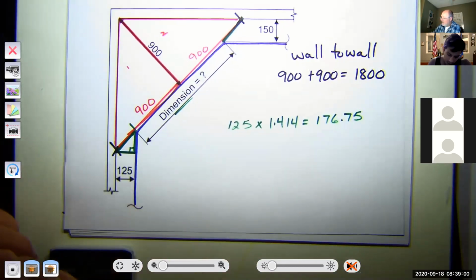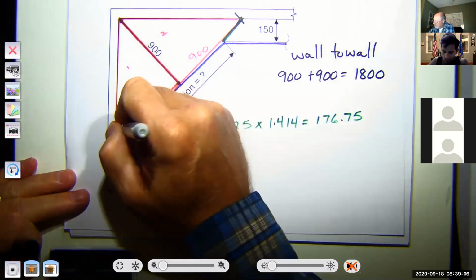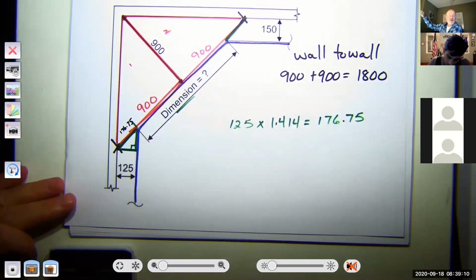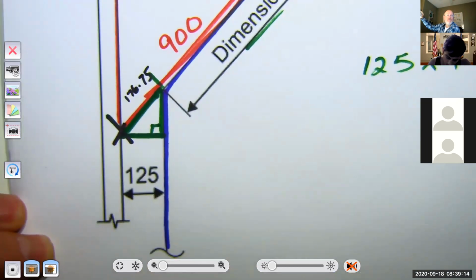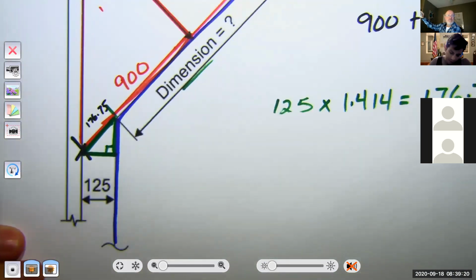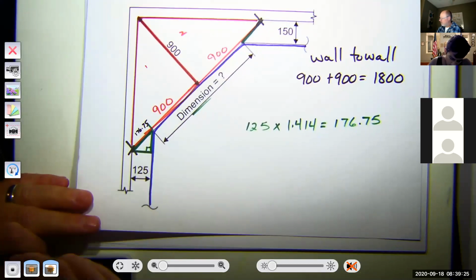So that means that this measurement right here is 176.75. Wow, that's small writing. Here, let me zoom in. Everybody see that? All right. So we got that piece. Now I just have to get this other piece over here.